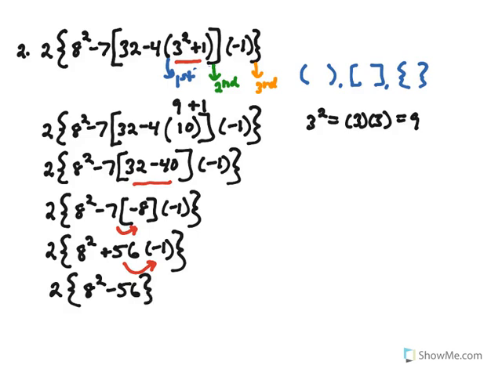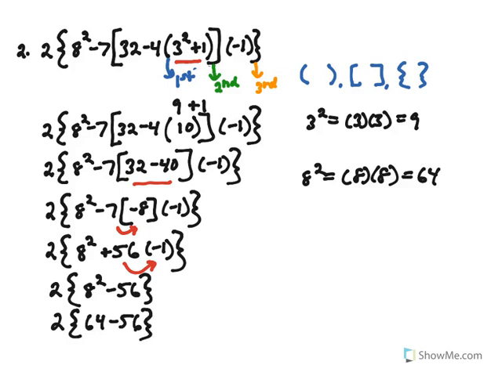And then I'm going to go ahead and simplify everything. Let's go ahead and do 8 squared. Remember, 8 squared is 8 times 8, which will yield 64. All right, so we have 2. And then in the braces, 64 minus 56. And we're going to continue the problem here. So 2. Now 64 minus 56 is going to be 8.